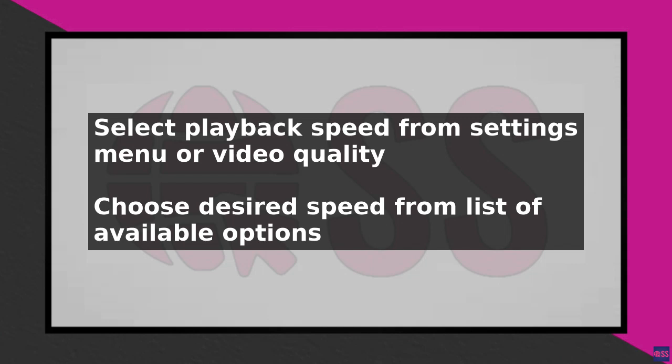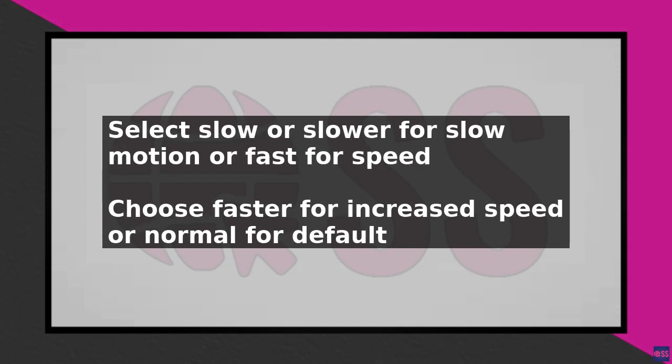For example, if you want to watch a video in slow motion, select the slow or slower option. If you want to speed up a video, select the fast or faster option. After selecting the playback speed, the video will automatically adjust to the chosen speed. You can switch between different playback speeds at any time during the video.